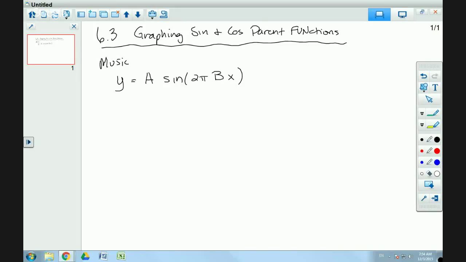Let's talk about sine waves. Okay, the sine and cosine.